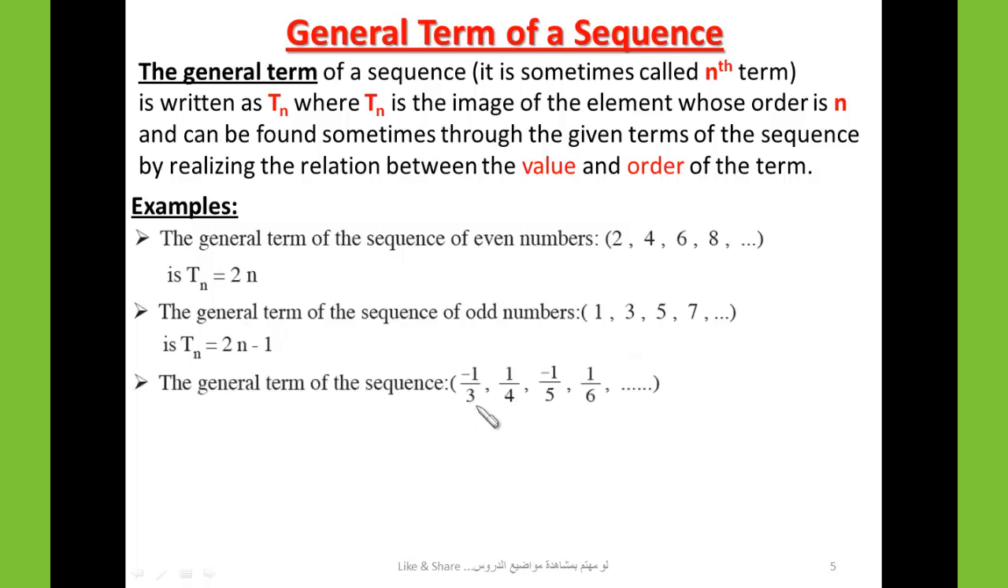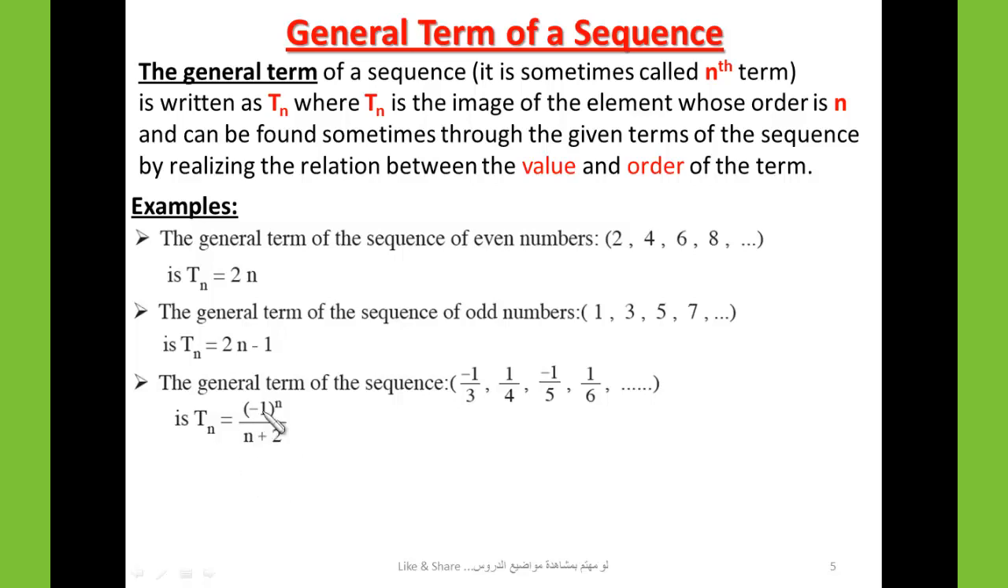The general term of this sequence: negative 1 over 3, 1 over 4, negative 1 over 5, 1 over 6, and so on. If they require to find any term, T5, T4, T3, how can you determine it? We always use the general term. So what is the general term of this sequence? The general term is Tn equals negative 1 power n over n plus 2. Let us try it. If they required to find T1, we know that T1 equals negative 1 over 3. But how can you deduce it using this formula? Just substitute n equals 1.